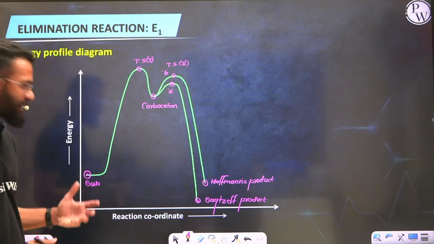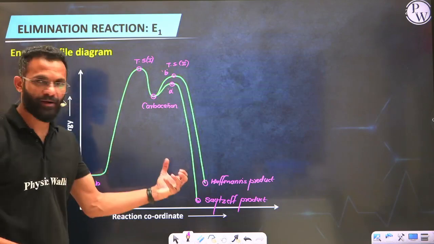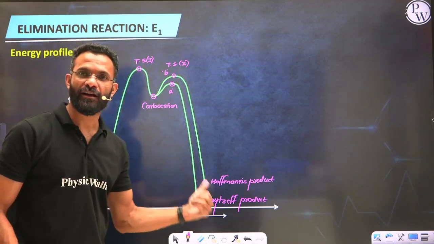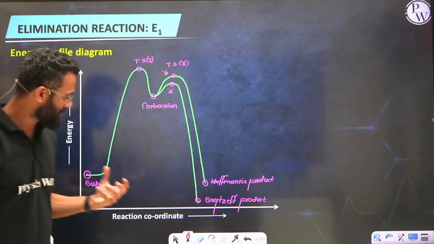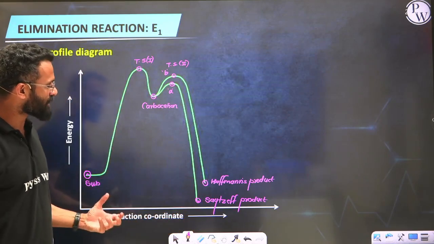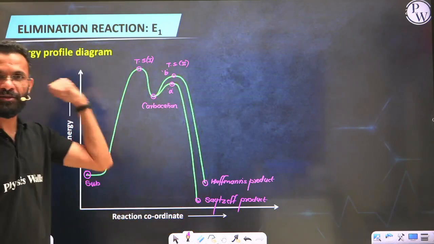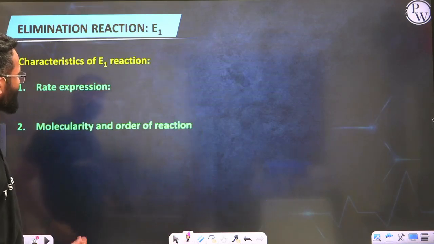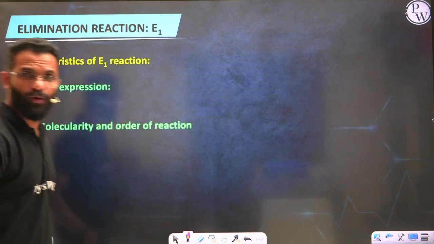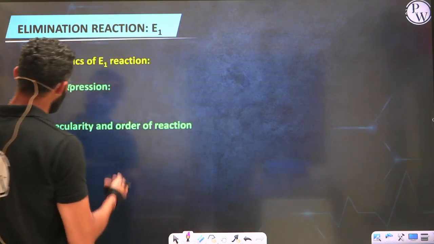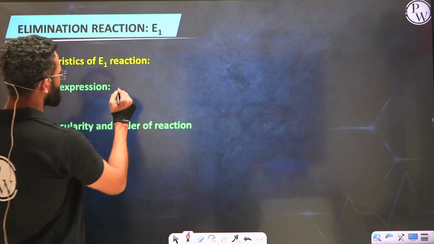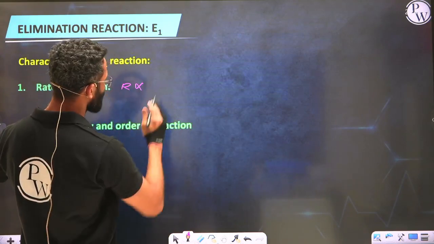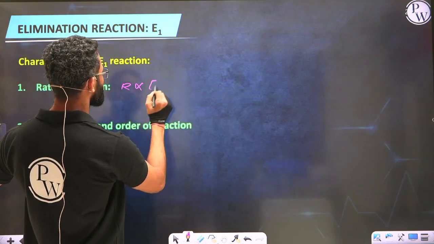So when we plotted energies of reactants and the product along with the intermediate against the progress of reaction, we got a curve. The curve obtained when you plot energies of reactants and product against the progress of reaction is what we call the energy profile diagram. And now we will be talking about the characteristics of E1 reaction. Well, all the important points we have discussed earlier, we'll just write them down. Rate expression. Experimentally, we know that rate is proportional to the molar concentration of only the substrate.